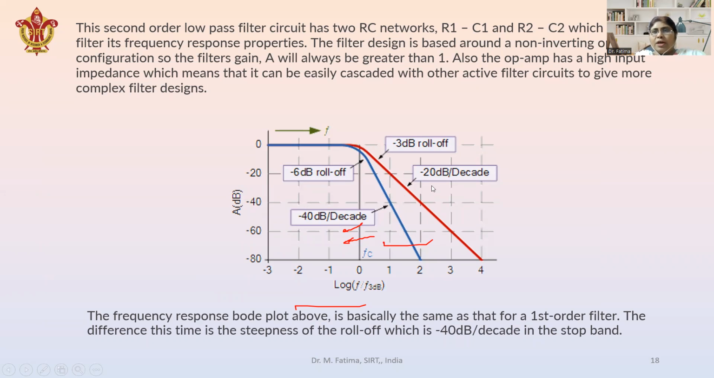For the first order, the slope is minus 20 dB. For the second order, the slope is minus 40 dB, and for the third order, the slope will be minus 60 dB per decade. So with the increase in the order of the filter, the steeper the slope of the filter will be, which we require from the filter.